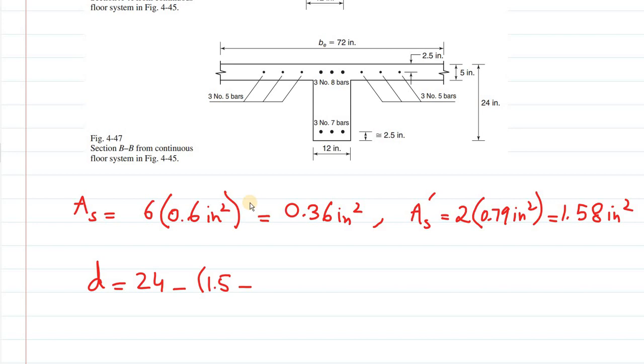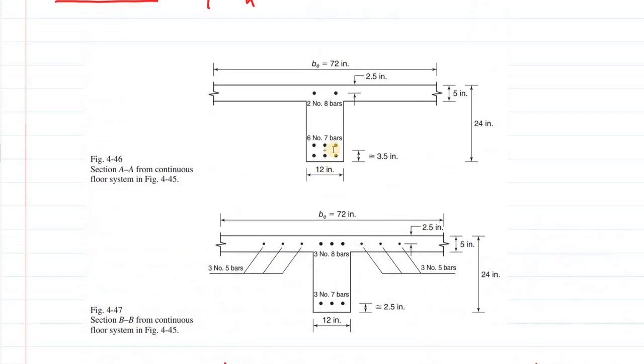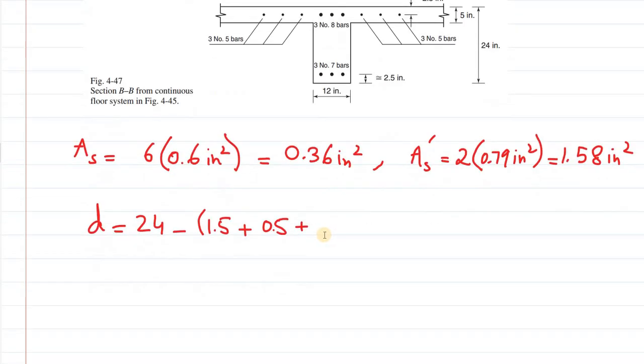Let's take it equal to maybe 3/8, or let's take it equal to half inch, 4/8 inch. So you have to add this plus half dia of the longitudinal bar. The longitudinal bar is number 7 bar. So number 7 bar means 7/8 inch dia.